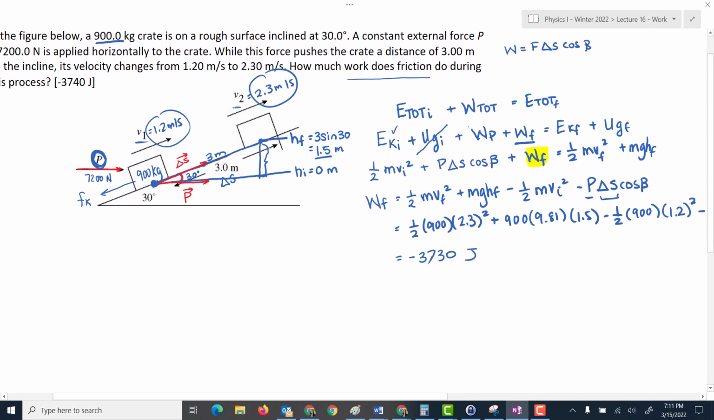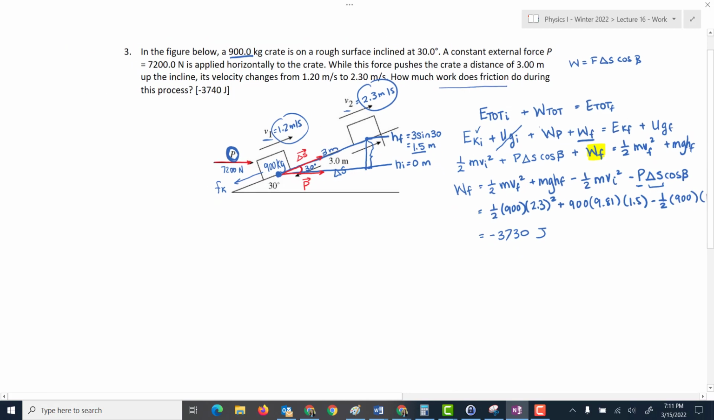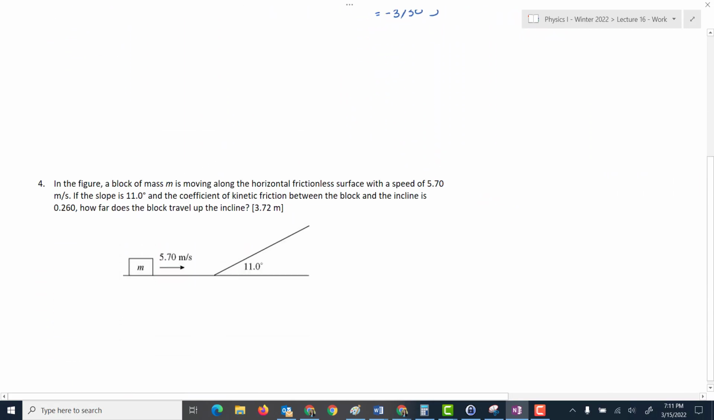All right, so notice the work done by friction is a negative value. That's because friction, which is pointing down the ramp, is making it harder for the crate to move up the ramp. Okay, so it's opposing the motion. It's making it harder to push the crate up the ramp. All right, so that's question 3.